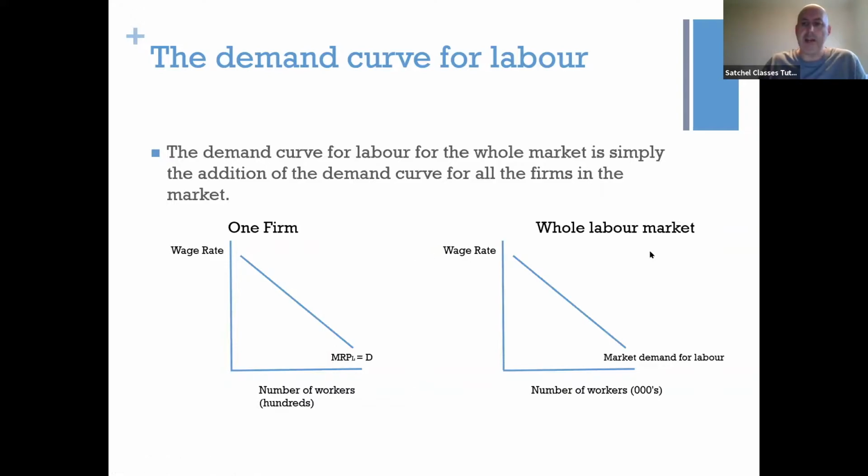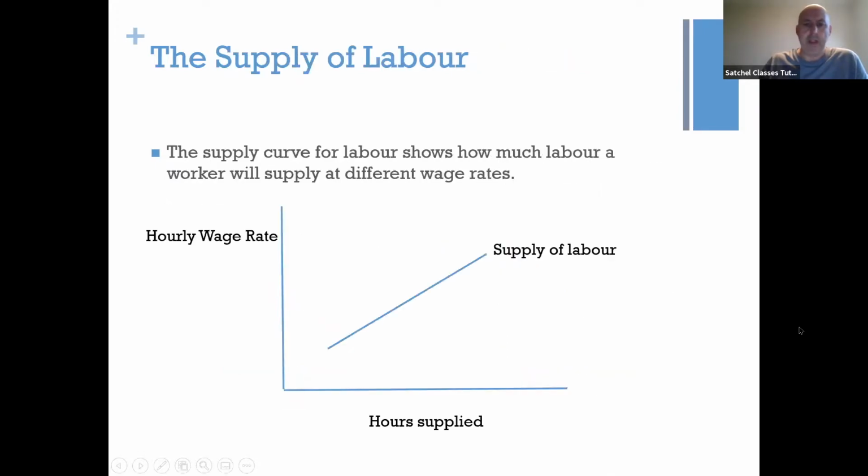And you can see here how we've got the demand curve for one firm. The whole market is made up of the aggregate of all the single firms in the market added together. Now, supply curve, quite simple. The higher the hourly wage, the more hours people will supply of their labour.